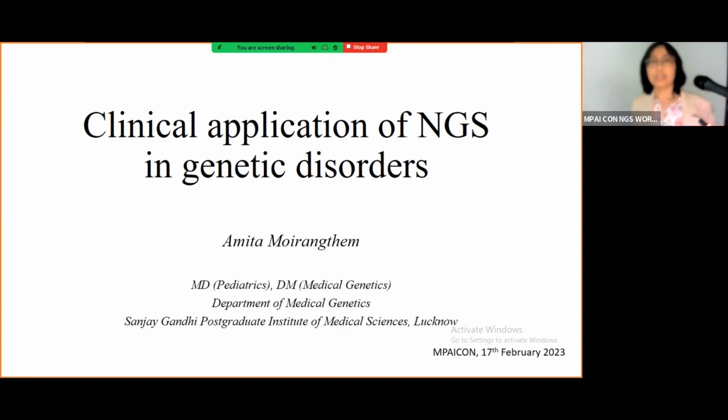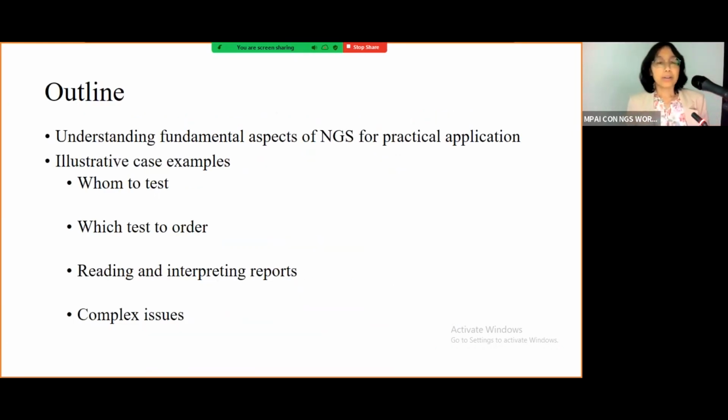And I'll be talking on what we do with NGS in the clinic in terms of diagnosis and management of patients with genetic disorders, or more specifically monogenic disorders. So my talk will be covering just a few slides on the basic fundamentals, which I am sure have already been covered in the previous talks.